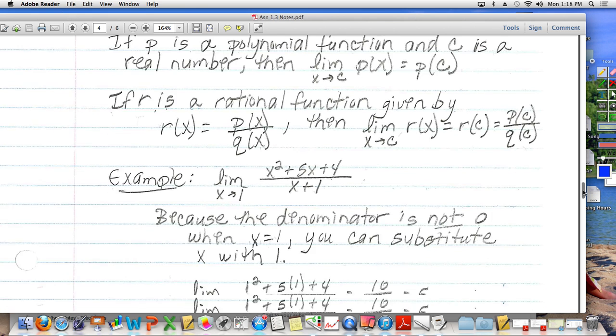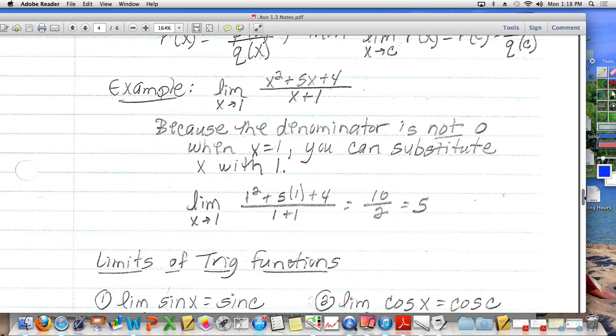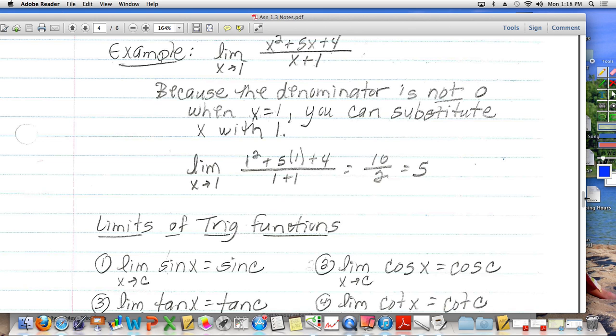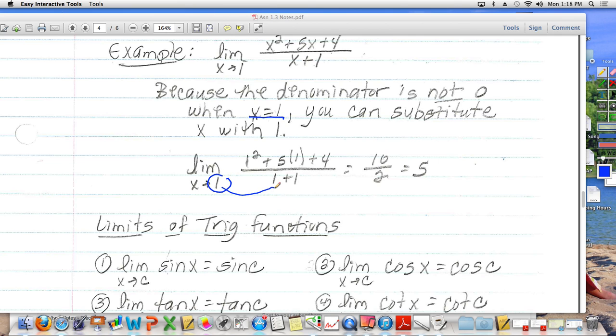So, because the denominator is not 0 when x is equal to 1, you can just substitute x with 1. You just take this 1, plug it in, and you get an answer of 10 over 2, which gives you a value of 5. So the limit as x approaches 1 of that rational function is 5.